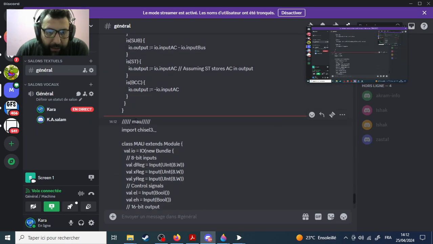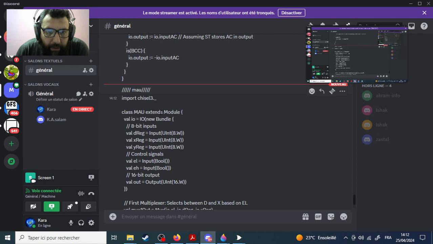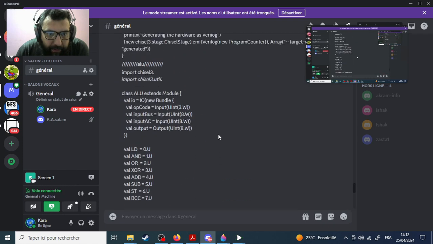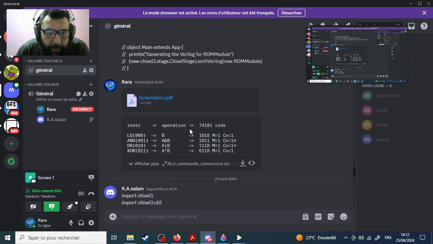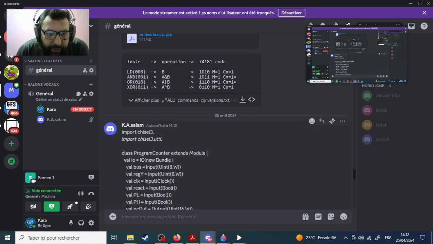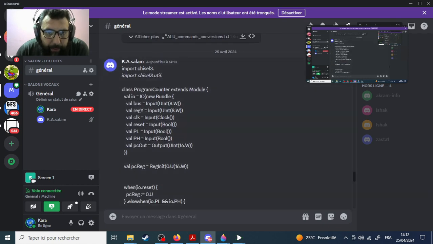Today we have the AMAU, the class AMAU, extend module. This is the memory access unit or something like this. I don't remember the name. Okay, we'll start with this. Import chisel3. Program counter extend module. And what do you have?